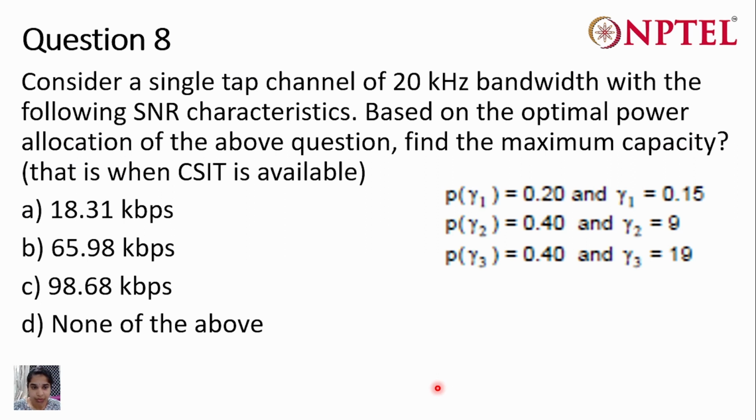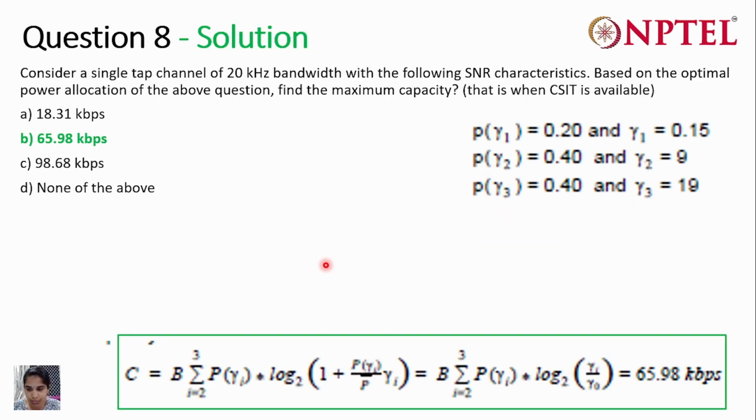Moving on to the next question. Now you got the optimal power allocation. Now how do you find the maximum capacity? Okay, so the idea will be as follows. We found what was P of gamma I by P bar. So it's basically 1 by gamma naught minus 1 by gamma I, and we know the values for it as well.